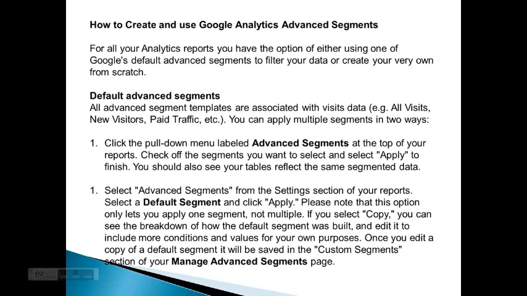You can apply multiple segments in two ways. Click the pull-down menu labeled Advanced Segments at the top of your reports. Check off the segments you want to select and select Apply to finish. You should also see your tables reflect the same segmented data.